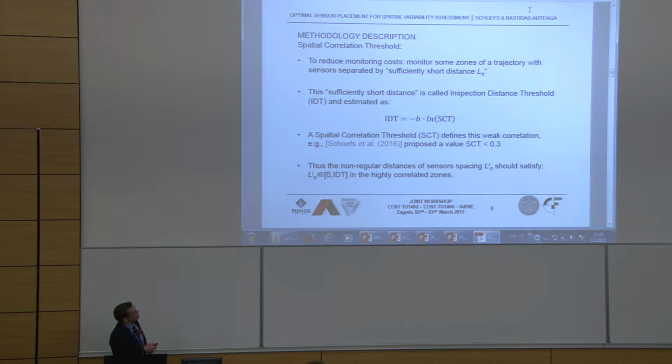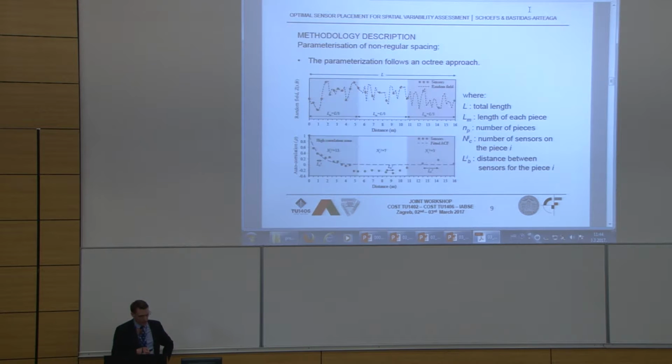So that takes this type of form, where this ACT is the spatial correlation threshold. We have shown that this correlation should be less than 0.3 to give sufficient information about the correlation. That gives a maximum distance between sensors.